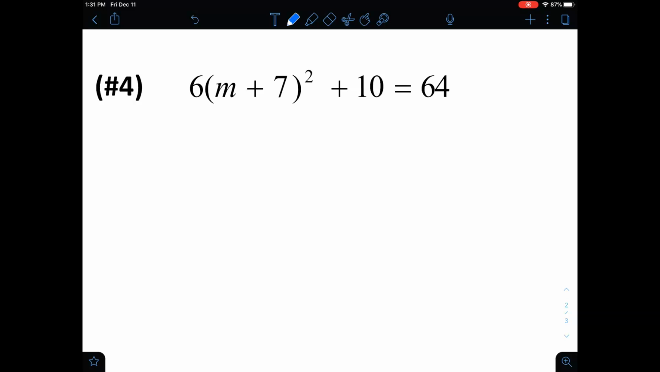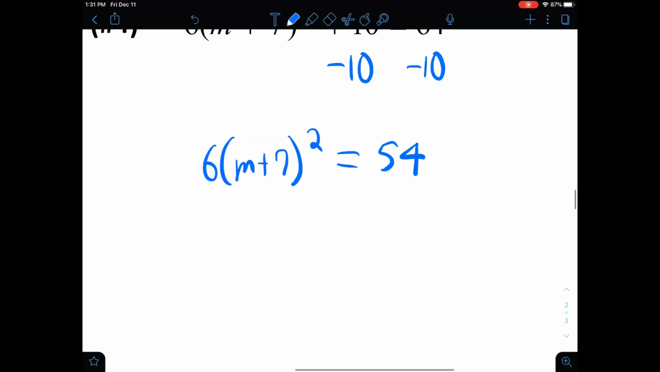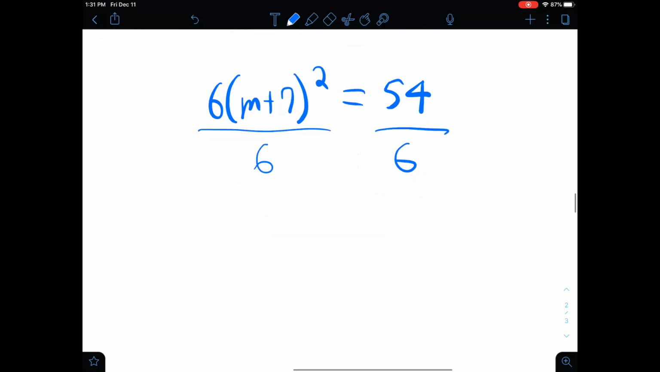The first thing I would do here, if we just had 6 times x, where the squared part is just x right here, is subtract 10 from both sides. We usually get rid of addition and subtraction first. So now we have 6 times m plus 7 squared, all equal to 54. Next thing I would do is divide by 6. If we had 6x equals 54, we would divide by 6. So same thing here. Then we have m plus 7 all squared equals 9.